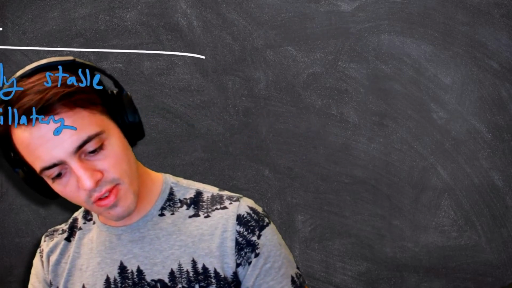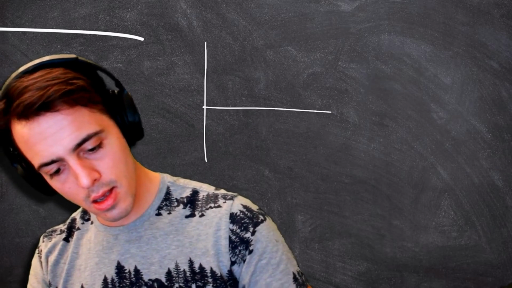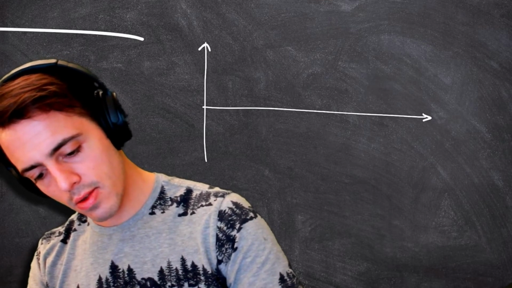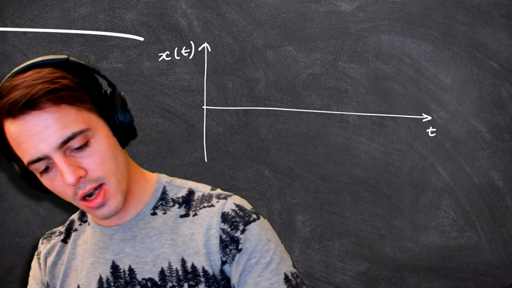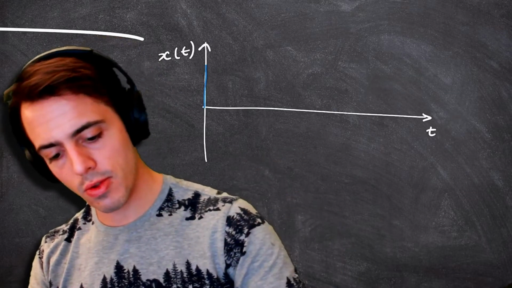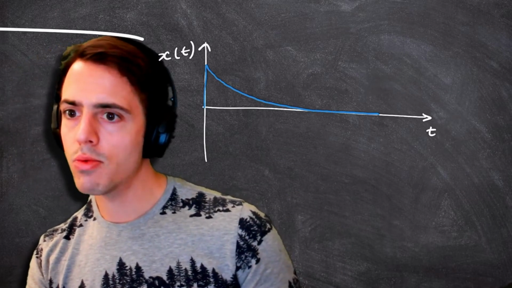And again, if I was to draw this, this is some variable x as a function of time. Then after an initial displacement, if we have a real negative root, then we see exponential decay with no oscillation.